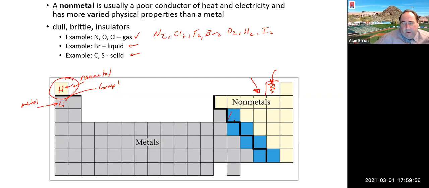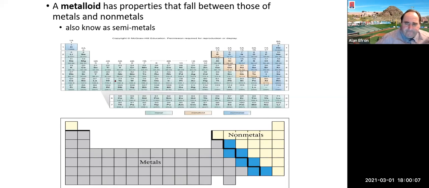Here in our staircase area, some books will include boron, some books won't. These are what are referred to as metalloids. They're also sometimes called semi-metals, because they really have properties that fall on both sides. The same element has properties very much like metal properties, and also properties very similar to nonmetals, which makes sense. We're going from metals into nonmetals here, and these guys fall on both sides in terms of their properties.